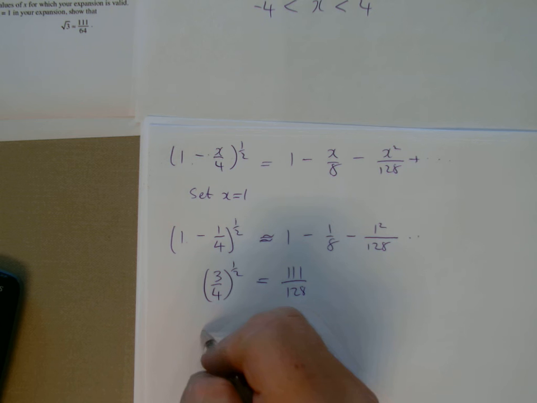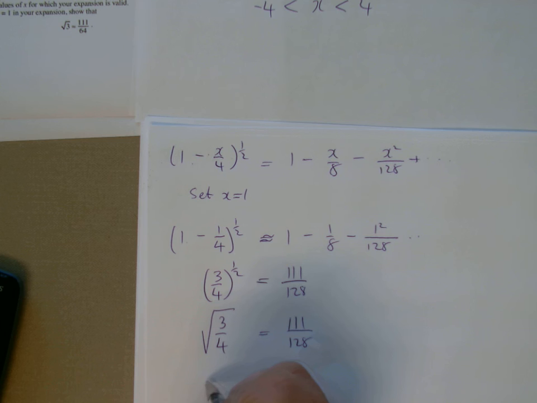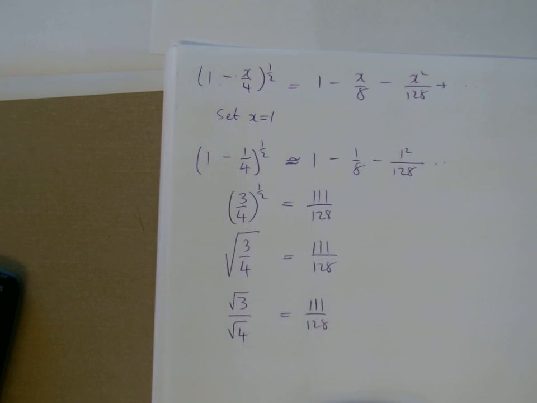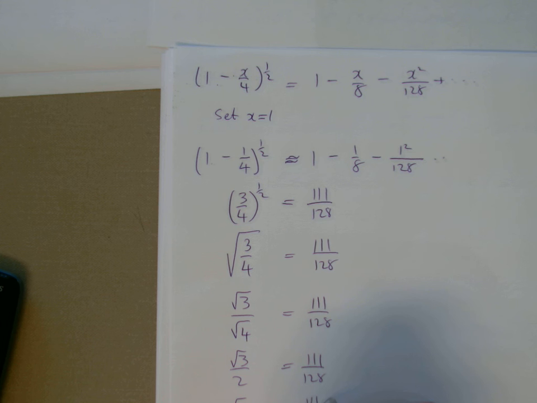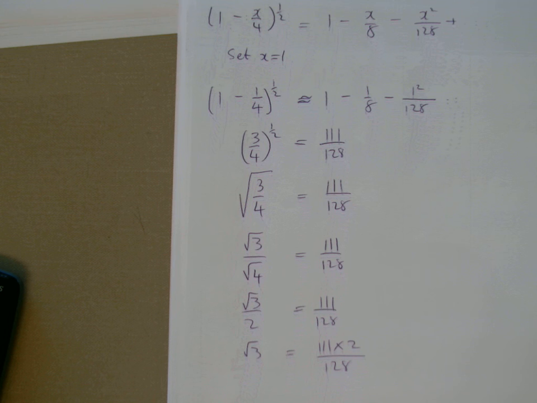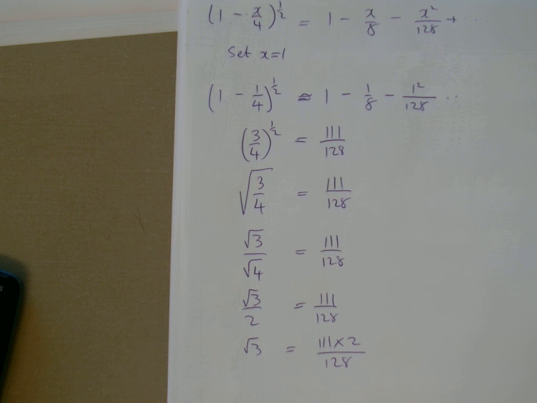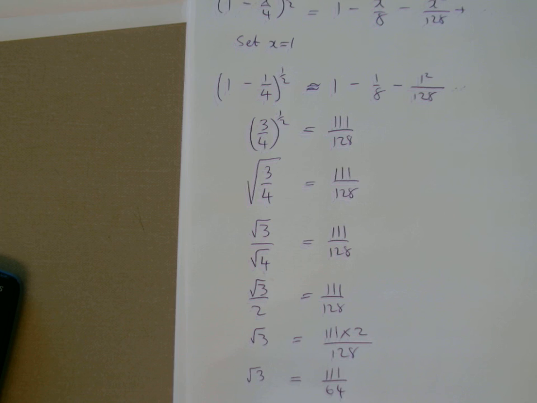But what we can do is square root the whole thing. With square root, you can split it up, square root the top, square root the bottom. Of course, square root of 4 is 2, and then you take the 2 over the other side and you times that. So 111 over 128 times 2. And if you times that by 2, then you get the answer. Root 3 is approximately equal to 111 over 64. Okay?